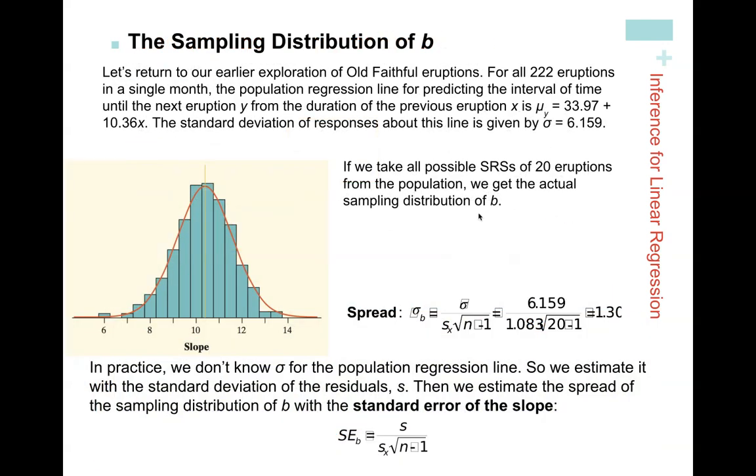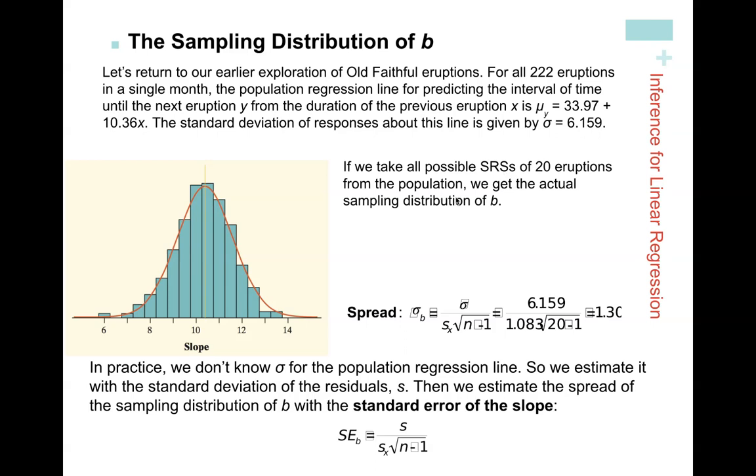All right, so let's go back to Old Faithful and look at the population regression line. This was the actual population regression line. In most cases you're not going to have these population parameters, but in this case we do. We're showing you what they are to teach you how we do inference. Here are the parameters: alpha is 33.97, beta is 10.36, and sigma is 6.159.